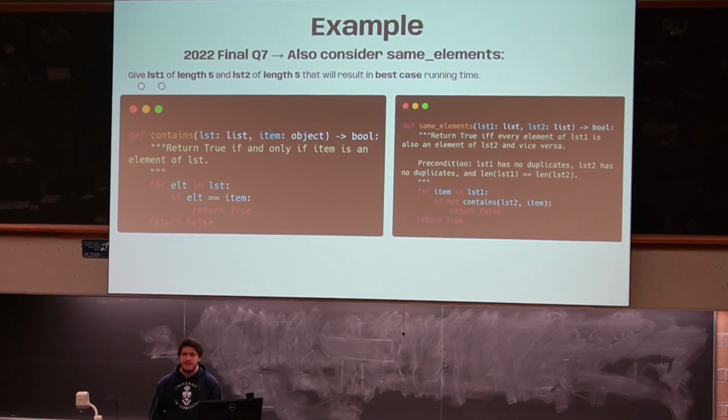Sure. Is it that both lists have different numbers? Both lists have different elements? Yeah, well, you can just say that as long as the first two elements are different, you're pretty much going to run into one iteration because it's going to immediately return false.